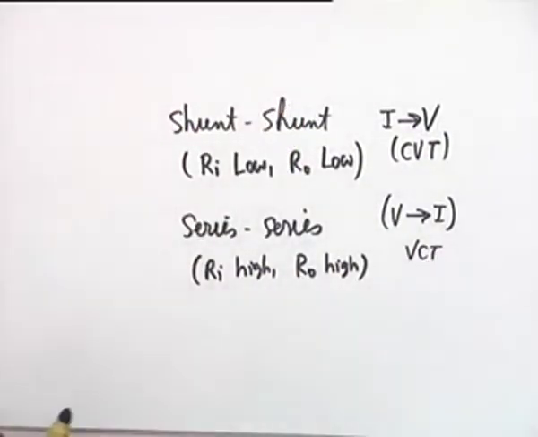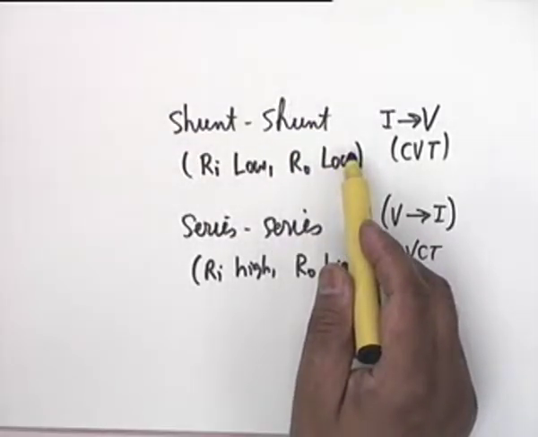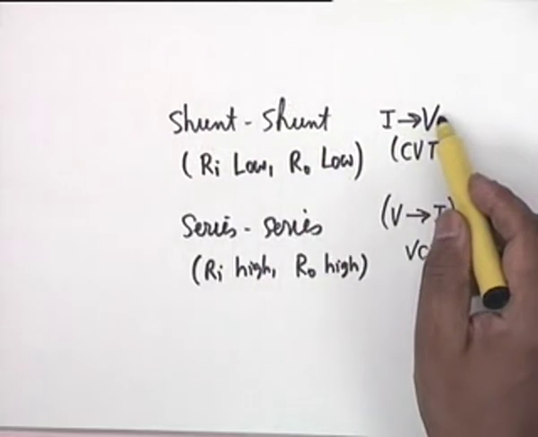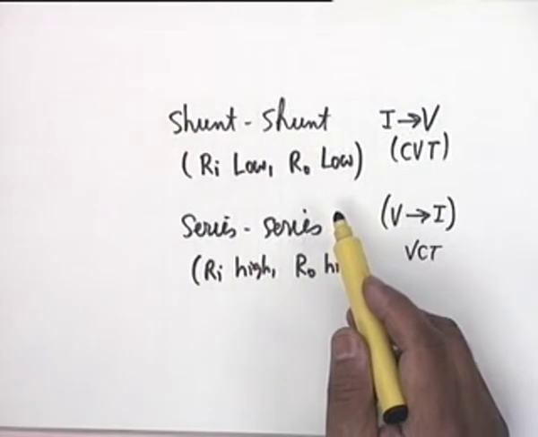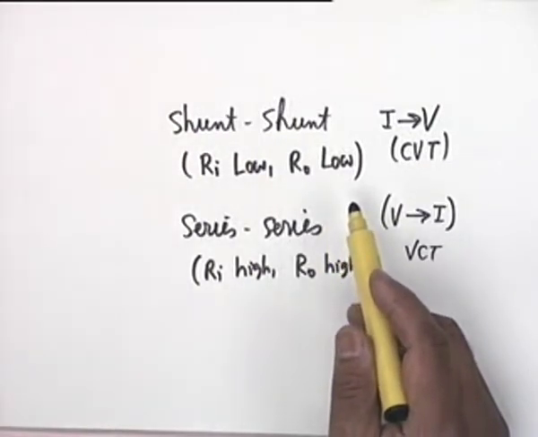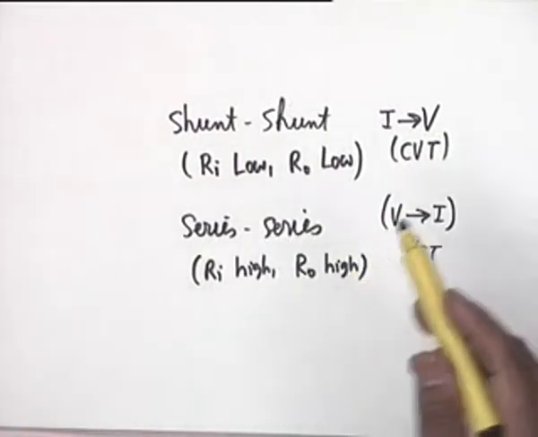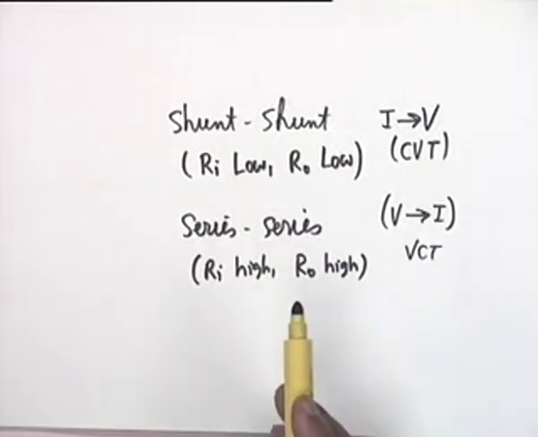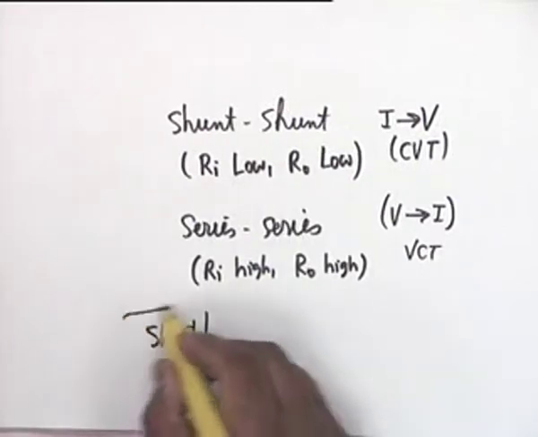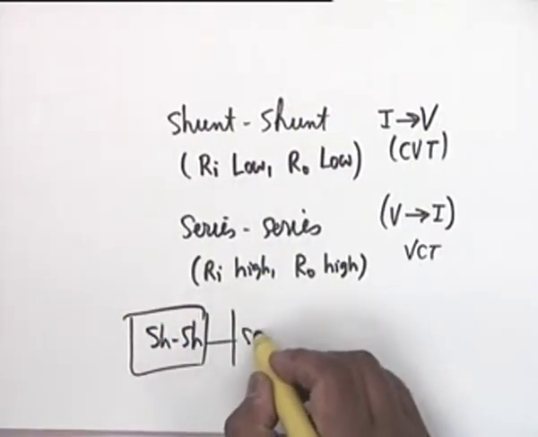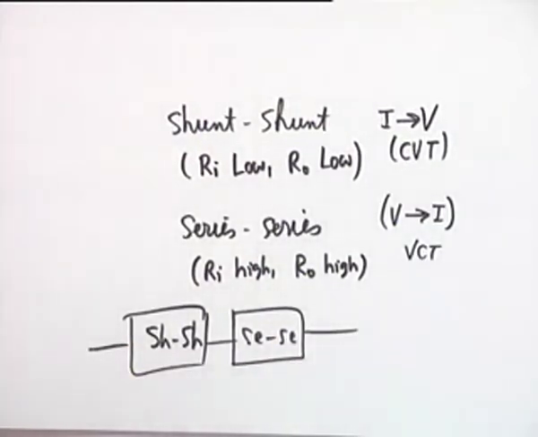And this is a good match, good combination, because the output impedance of the shunt is low. Output impedance is low. What is its output? Output is a voltage. And therefore, to the series, you have put a voltage source. Okay? That's what it wants. And then its output impedance is high, which means that the output behaves as a current source. So if you say shunt followed by a series, this would be a current to current amplifier, a current amplifier.